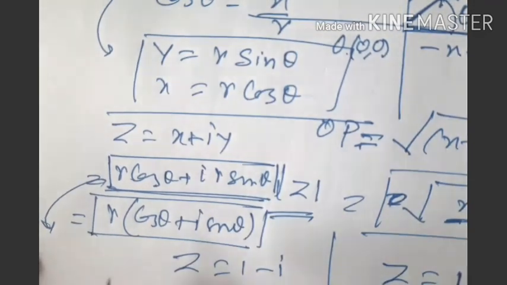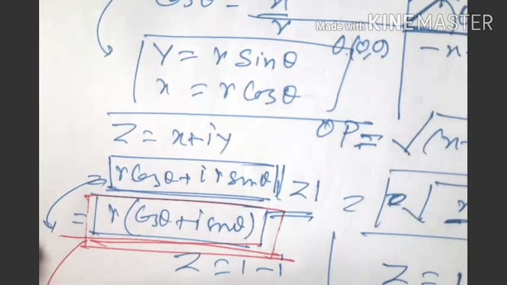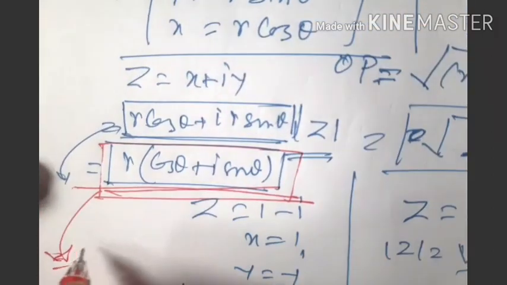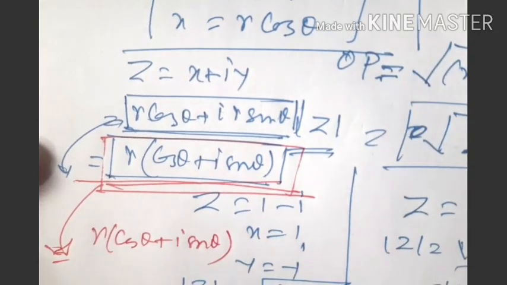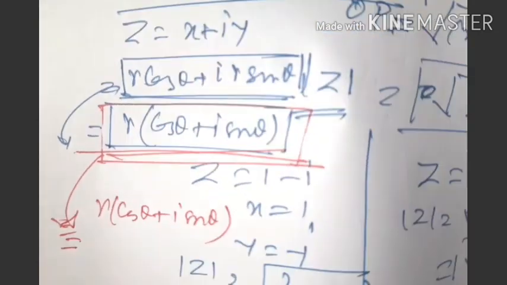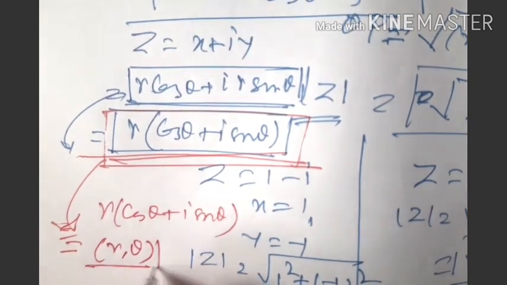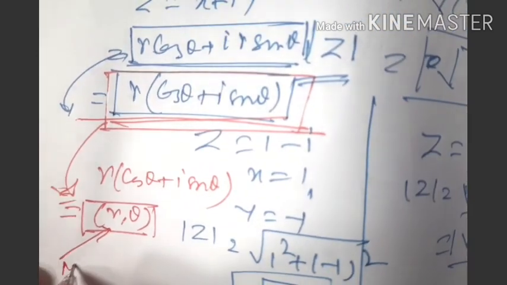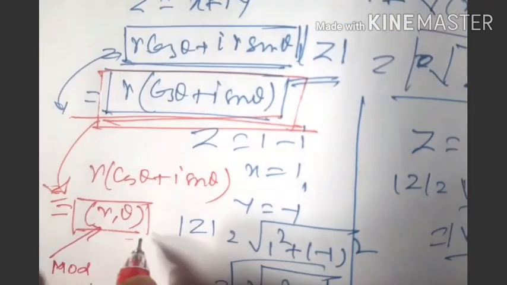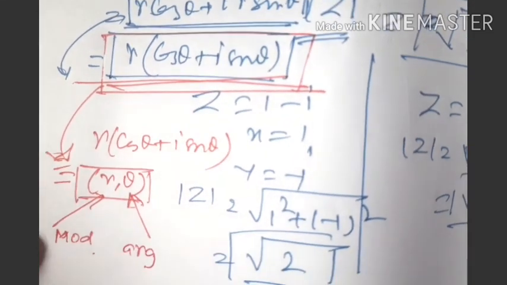This particular form will be known as the polar form of a complex number, that is this part. That means the polar form of a complex number is r(cos theta + i sin theta). In short notation we can express it as (r, theta). What is r? r is your modulus, in short mod. And what is theta? In short we can say argument, arg.